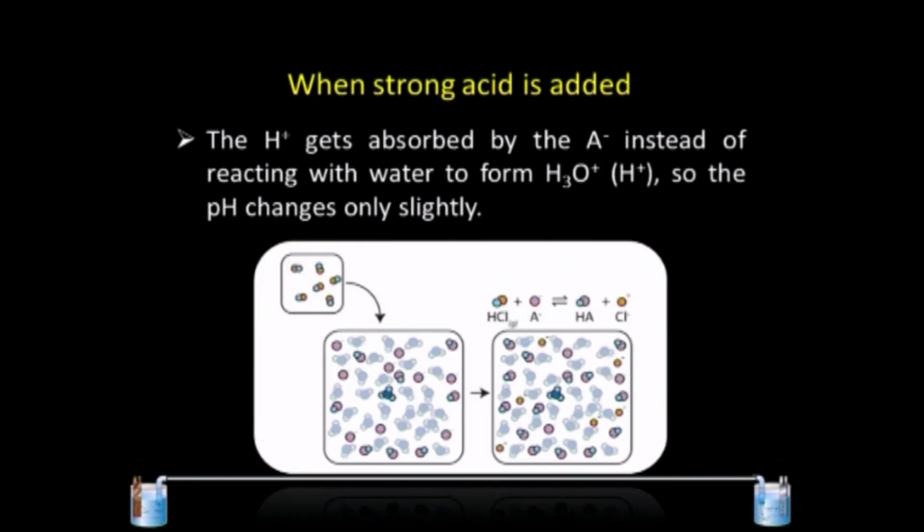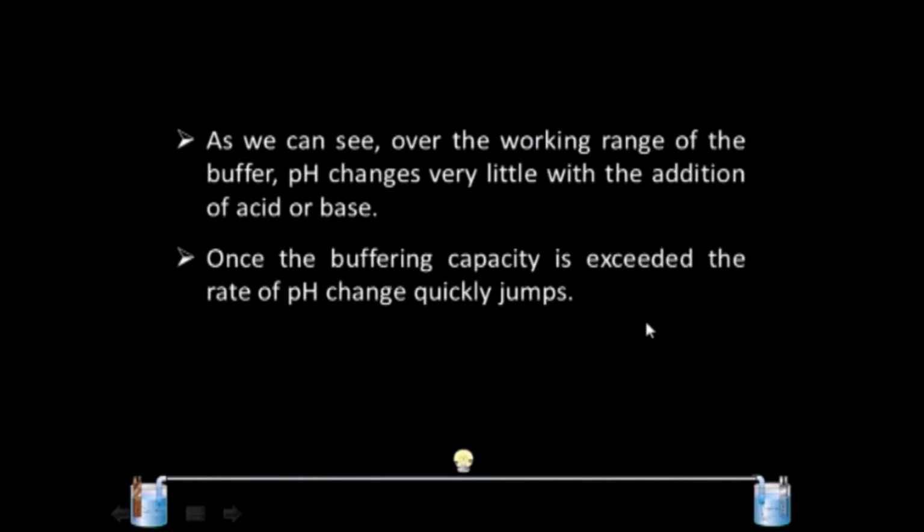This is again a representation. We have HCl here, we are adding A minus, which is giving HA and forming Cl minus. As we can see, over the working range of the buffer, pH changes very little with the addition of acid or base. Once the buffering capacity is exceeded, the rate of pH change quickly jumps.